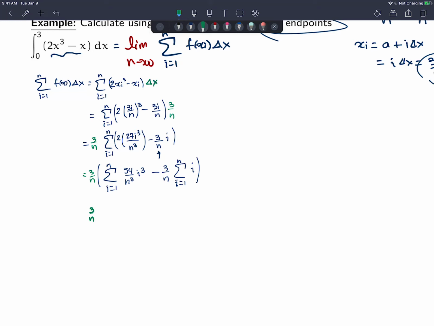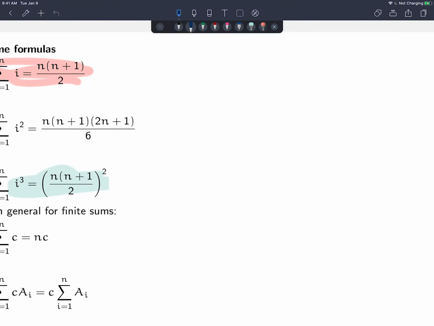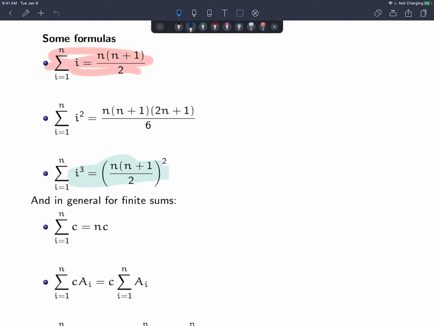And then inside here, again, this is a constant for this sum, so I'm going to take it out. 54 over n cubed of the sum of i equals 1 up to n of i cubed minus 3 over n of the sum from i equals 1 up to n of i. And now these two sums have the forms I wanted. That's what I meant by you want to be able to write them like these.